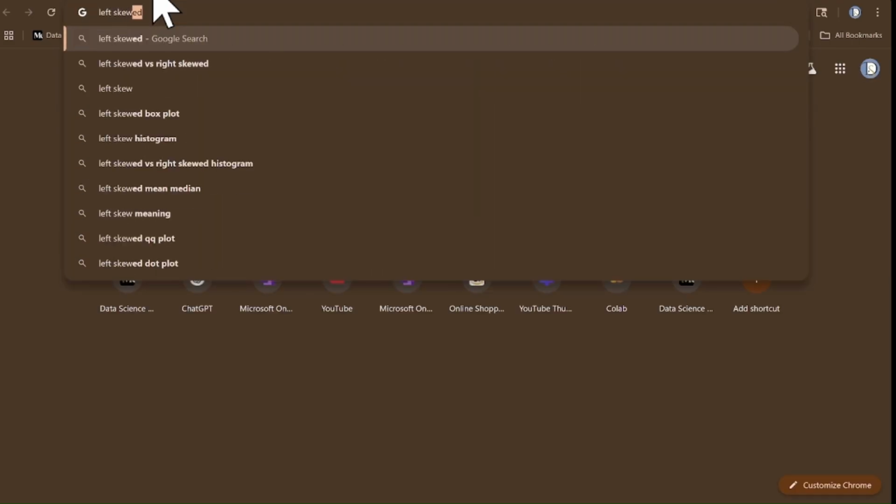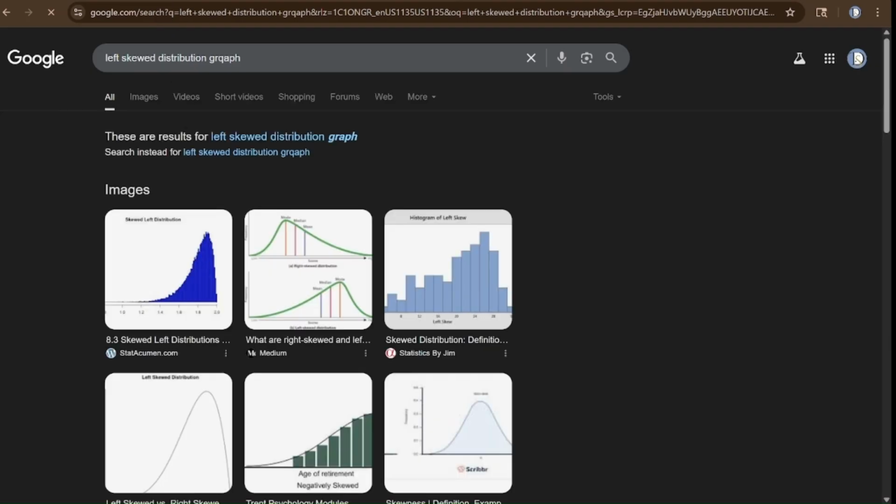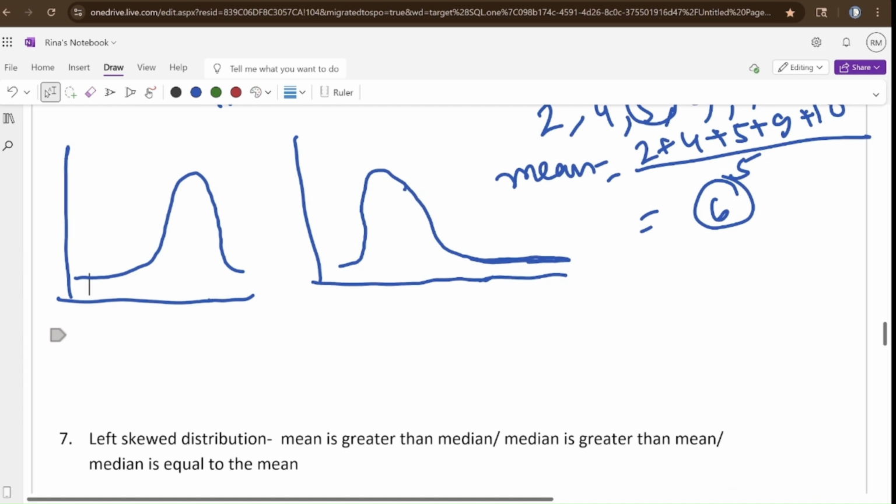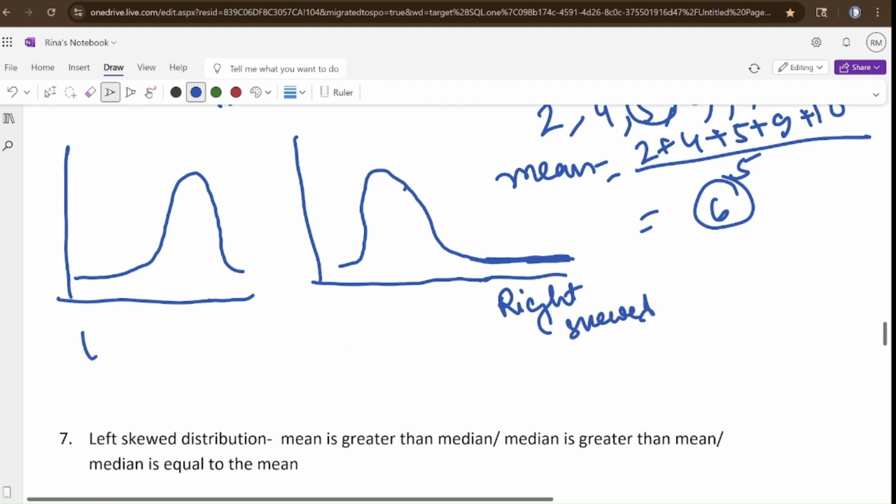Left skewed distribution graph looks like this, right? This one you can understand, right side is skewed, so we can write this as right skewed, and this side left skewed. Data distribution is not equal, that is why the graph is like that.